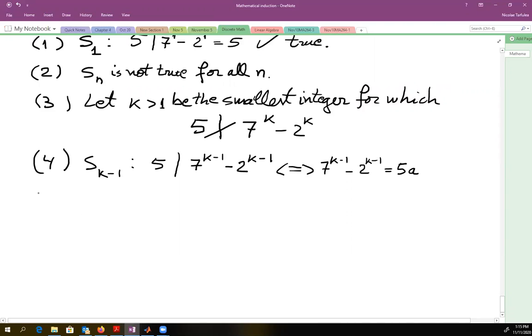Then, okay, we have 7 to the k. I can multiply this by 7, 7 multiplied by 7. And look what I get. Minus 2 to the k minus 1 equals 7 times 5a. Well, this is 35a.